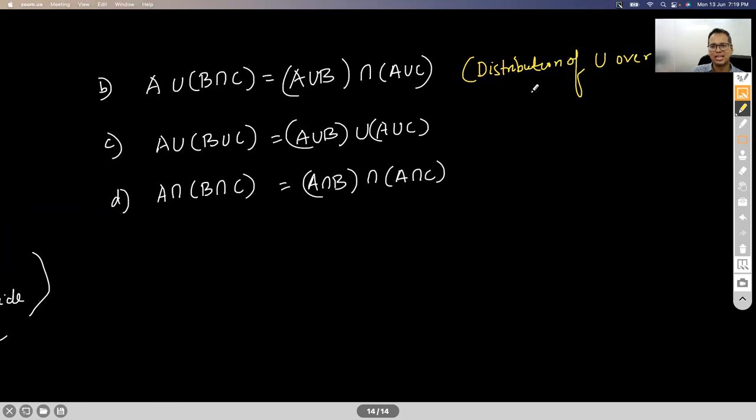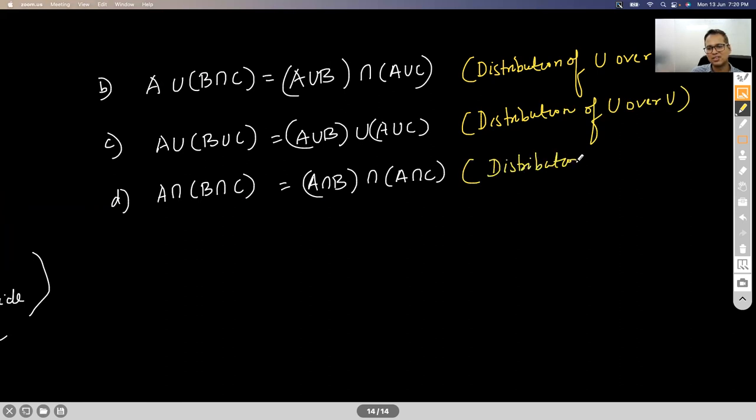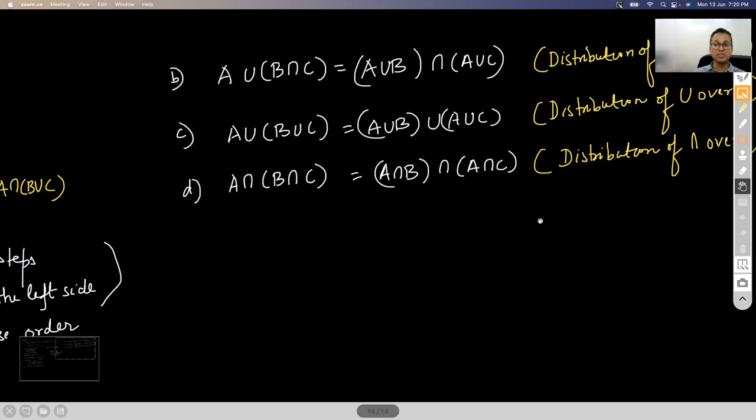Okay. And C is called distribution of union over union. And D is called distribution of intersection over intersection. Is it fine? Any question? One of the most widely used laws that you will be requiring to solve problems.